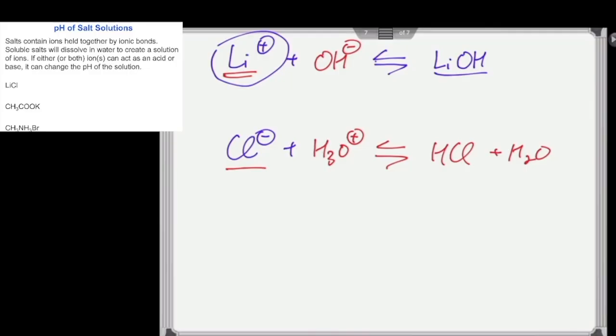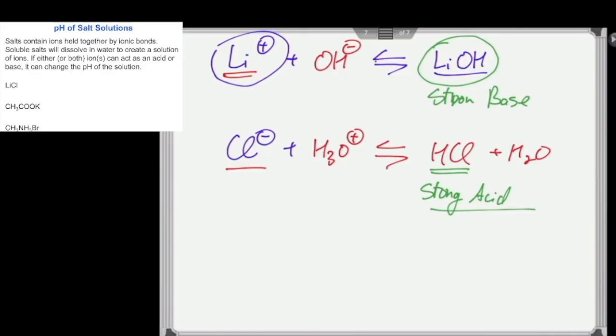Okay, look at these two. Do you recognize this? What is that guy? Something should be jumping out: wait a minute, I know that on sight, that is what? Yes, this is a strong base. What about this? HCl, you should know that guy on sight. This is a strong acid.